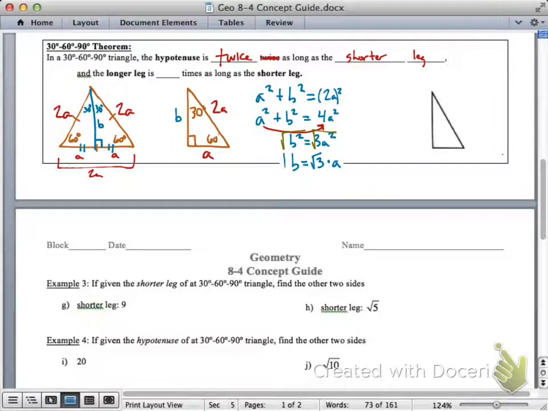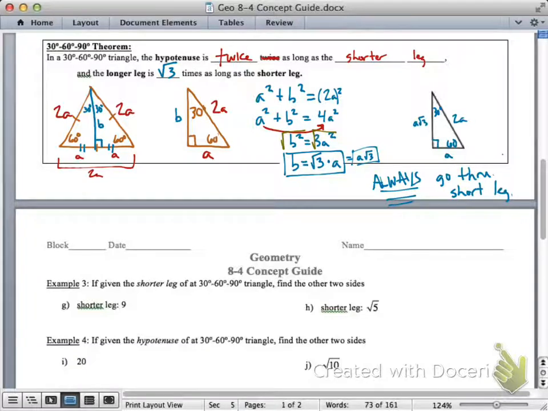There's the relationship. That's where it comes from. Now I'm not going to ask that you reproduce this, but this is where it comes from. And so A times the square root of 3 is what B is equal to. So fill in this blank up here. The longer leg is the square root of 3 times as long as the shorter leg. You always will go through the shorter leg. Always through the short leg. Always. To find the hypotenuse, go through the short leg. To find the long leg, go through the short leg.